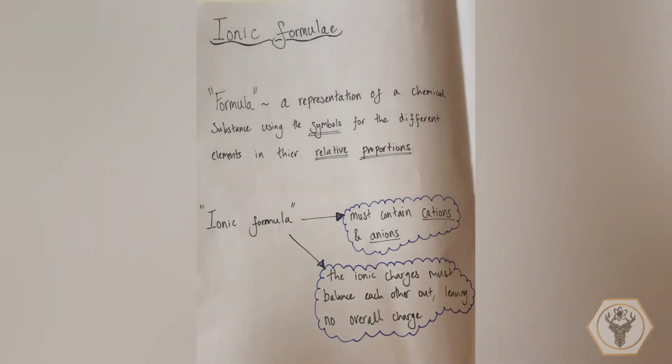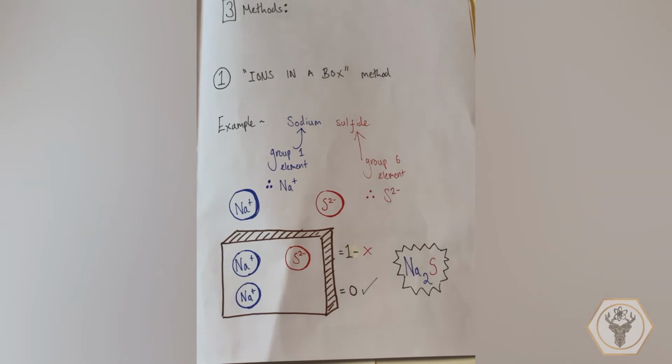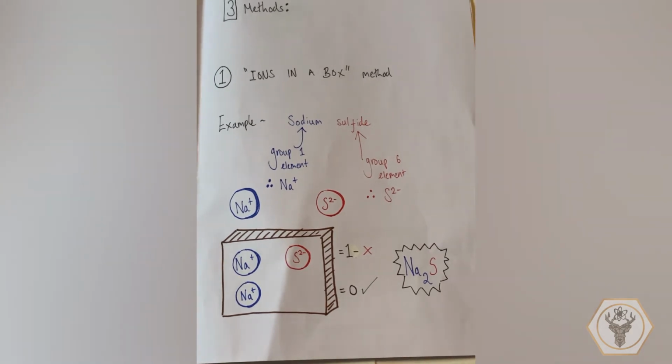There are many ways of doing this. There are multiple methods and approaches to this. I'm going to show you as many as I can, and hopefully you'll pick at least one of them to carry on with, whichever one you find the easiest to use. The first one is quite nice and pictorial, and it's called the ions in a box method. So an example could be sodium sulfide. The first thing you need to know is what is the charge of a sodium ion and a sulfide ion.